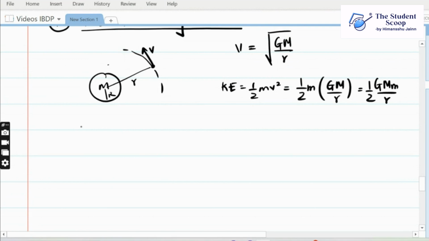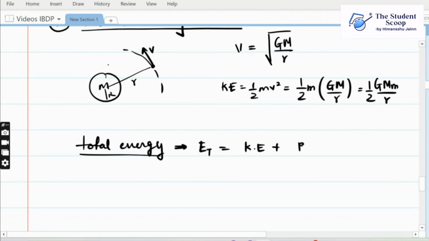Now, what if I want to find the total energy for this case? The total energy turns out to be kinetic energy plus potential energy. Kinetic energy we have already calculated, that is half GMm over r, but the potential energy is negative GMm over r.